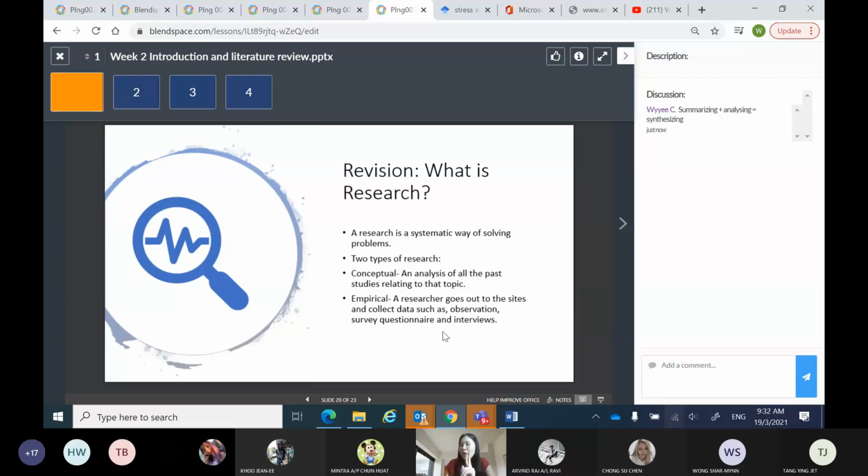Okay, two types of research. I already said earlier, you must only look for empirical papers, where the researcher goes to the sites and collects data such as observations, survey questionnaires, and interviews. A conceptual paper is just an analysis of all the past studies. So you don't want conceptual papers. You can still use a conceptual paper maybe for your background of the study or whatever, but for your literature review, they must be empirical papers.